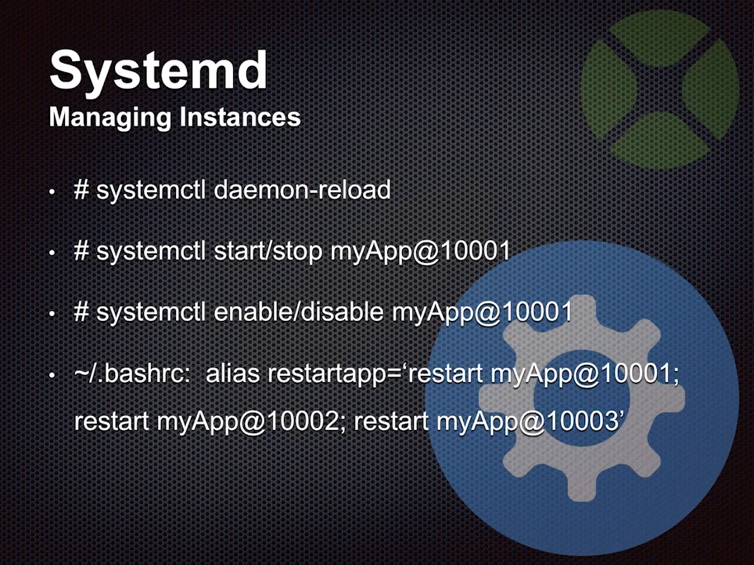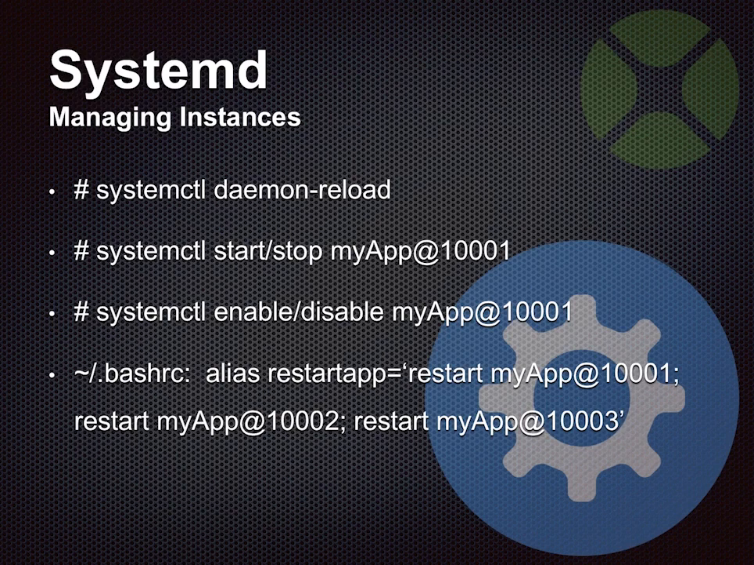So just some systemd tips and tricks. This is how you use it with system control, systemctl, just like launchctl on the Mac. Daemon reload means reload the files after you've edited them so that it actually knows your changes. Then you can say systemctl start or stop my app at, and then that number goes into that port variable. So now with one command like this, I can run that app on port 10,001 or 10,002 or 10,003. And I don't have to do anything other than that.